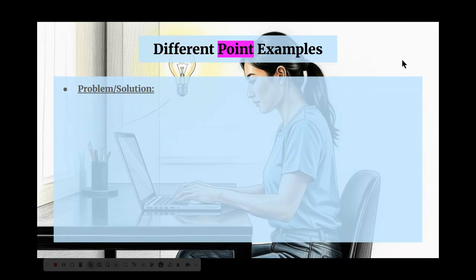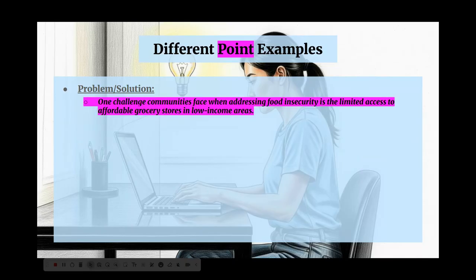There are different point examples. We're going to go through these really fast. So if you're doing a problem solution style paragraph, you might say, one challenge communities face when addressing food insecurity is the limited access to affordable grocery stores in low-income areas. So presenting one of the problems in your essay.